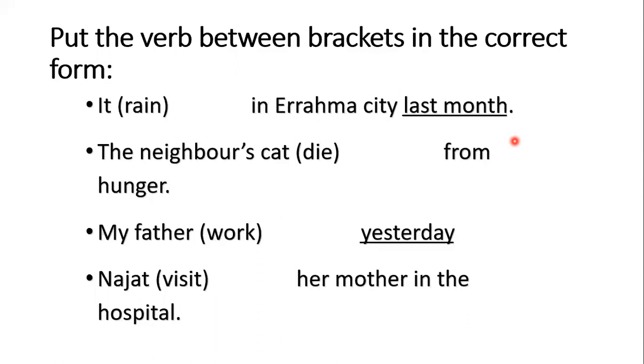Welcome back. So the first sentence, it rained in Rahma City last month. Very good. It rained, regular verb, last month, a specific, defined period in time. So we use the past simple, and it is a regular verb. We add ed. Excellent. Number 2, the neighbor's cat died from hunger.